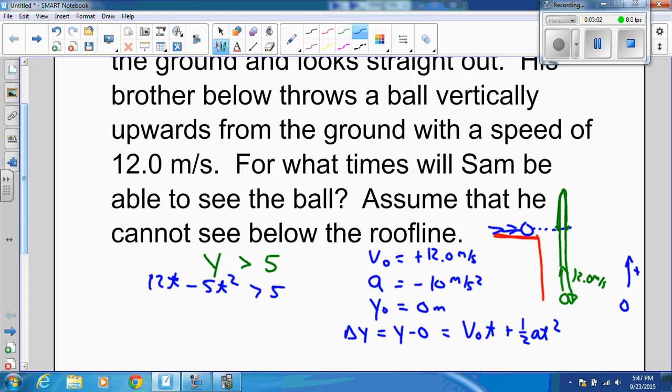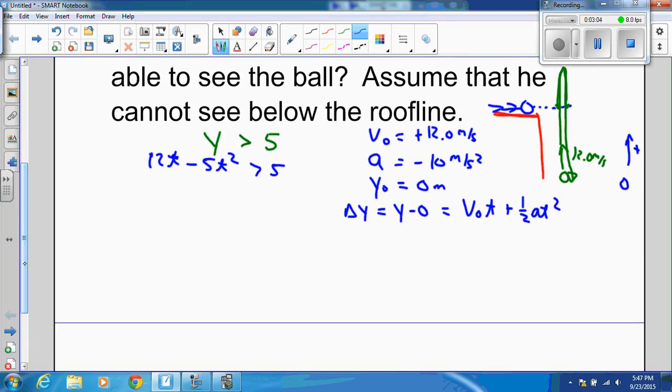Okay, so how do we actually solve that inequality? What we're going to do is take it to the calculator as an equality. We're going to find the times for which 12t minus 5t squared is exactly equal to 5. And that will tell us the 2 times where the ball crosses the roof line going up, and crosses the roof line going down. We're going to be looking for these 2 times right here. And all the times in between are going to be the times for which our ball is visible.